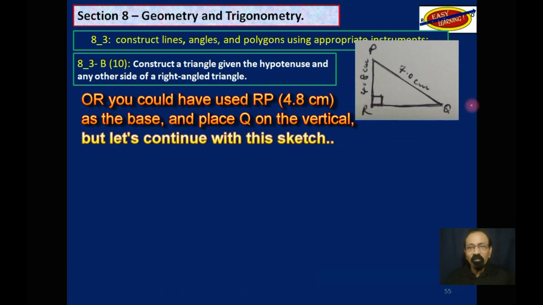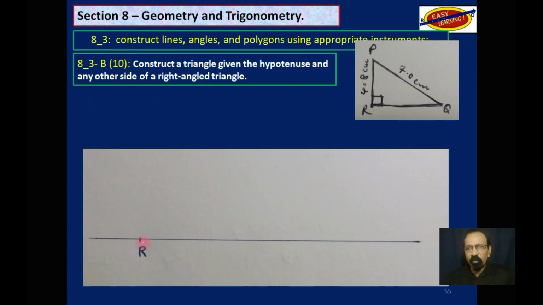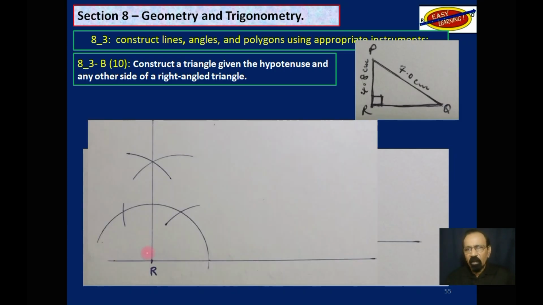Now, in this case, we don't have a base to draw. So we will draw a construction line that will form the base later on and label this point here R. At R, we will construct a right angle. That will be this right angle. And then we will take our compasses and mark off 4.8 centimeters on that.